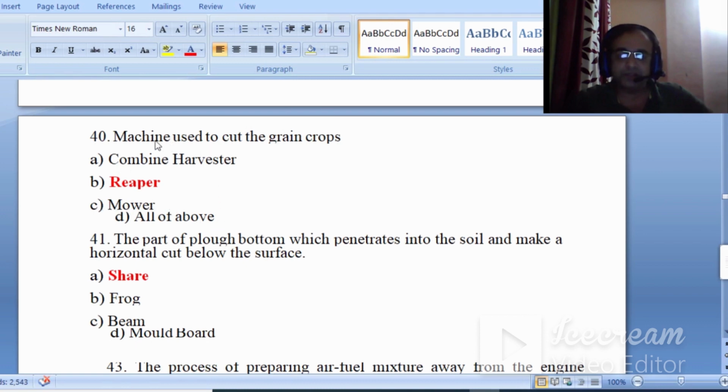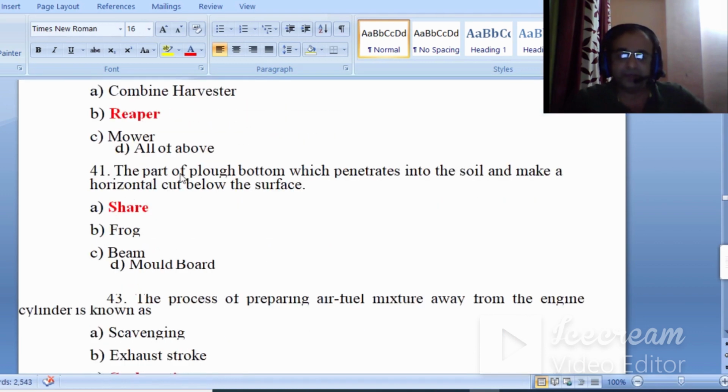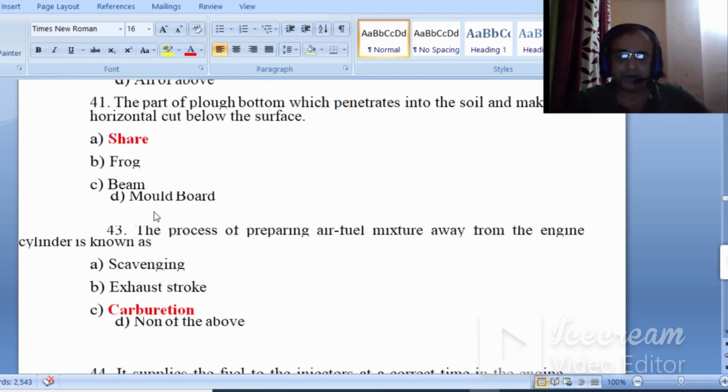But in this case, the machine used to cut the cereal crops or grain crops, reaper is the answer. The part of the plow bottom which penetrates actually into the soil and makes a horizontal cut below the surface is the shear, or point of shear, or shear point.